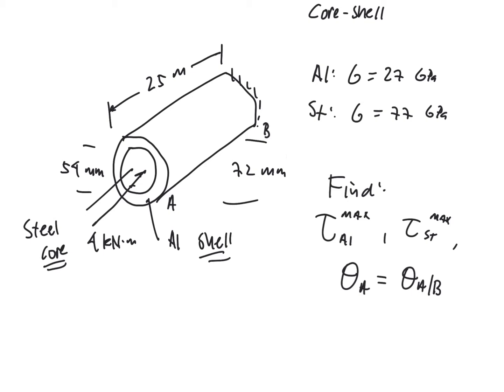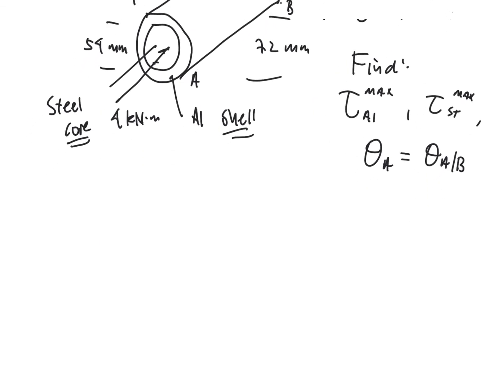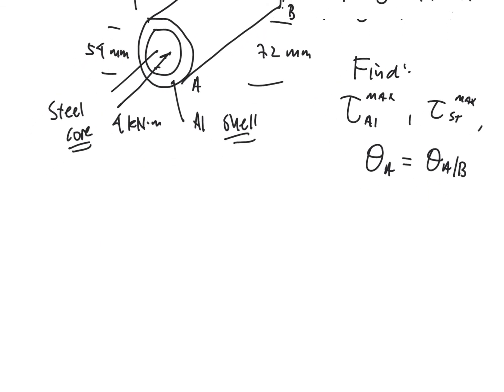Now, the way this problem is appearing is that there's a torque of 4, and the steel core resists part and the aluminum resists part. But we don't know how much that is. Do they each take 2? Is it 3 and 1 or 1 and 3? We're not going to know that beforehand. So we still have to do our big 3. The first is going to be statics.